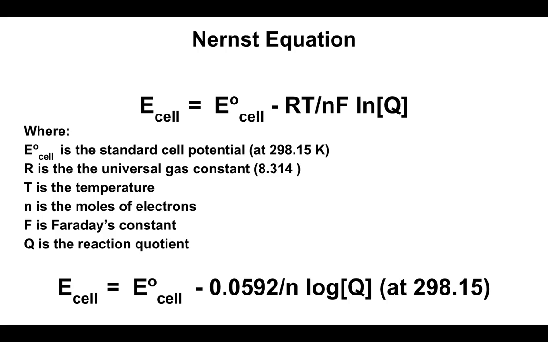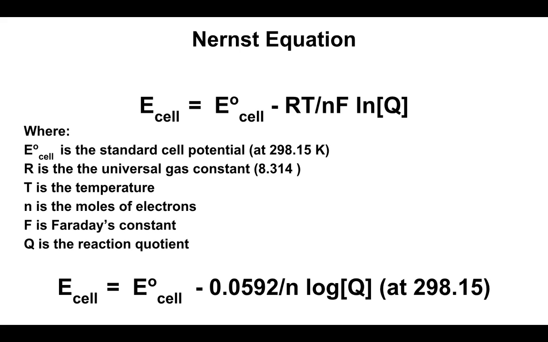So here's the Nernst equation broken down. So we have a cell potential equals, and then there's another cell potential there. So the E naught cell is the cell potential at the standard state. So that means what would it be at 298.15 Kelvin, which is our standard temperature, okay? R is the universal gas constant, 8.314, and that's in the joule format because we're dealing with energy.